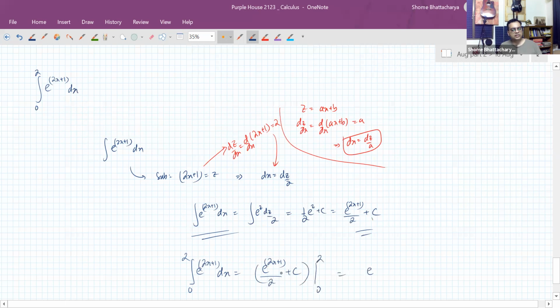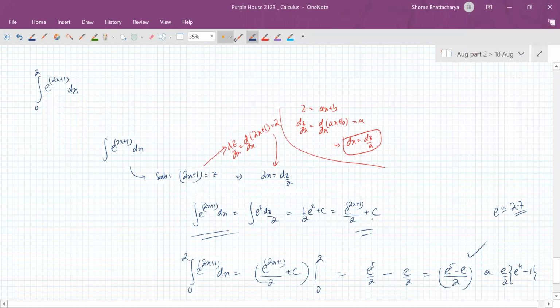So the upper limit will become e raised power 2 into 2, 4 plus 1, 5 by 2. Okay, and the lower limit will become e raised power 0 plus 1, so that's e divided by 2. So it's e raised power 5 minus e, whole divided by 2. Or we can even write it like this, e into e to the power 4 minus 1, like this also. Okay, so we can leave the answer this way, where you know that e's approximate value is 2.7. Okay, so make a note of this also.